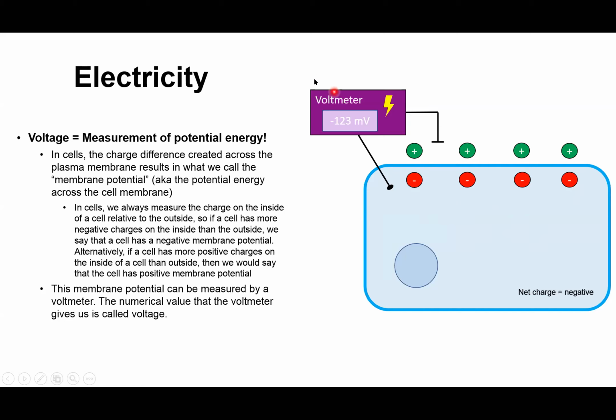a voltmeter. And the voltmeter, as you can kind of infer, hopefully, is going to measure how much potential energy there is across this cell membrane. And again, the numerical value that the voltmeter gives us is called voltage. So I just threw some numbers in here. This is completely made up. I just did it for simplicity's sake. If we stuck 2 electrodes, one inside of the cell, one outside of the cell, and we looked at the voltmeter, it would give us some negative number here because of the way that this is oriented, okay?